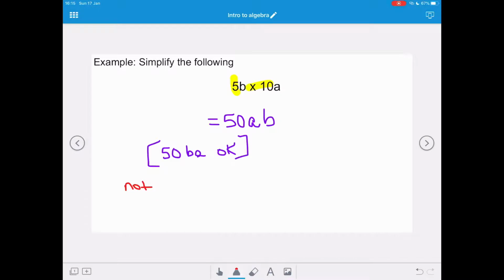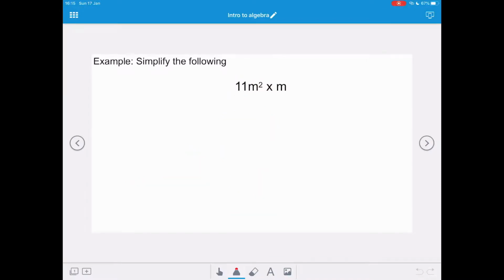You could not get away with writing down ab50 because that would be incorrect because the coefficient's at the end. ba50 would also be incorrect, and sticking the coefficient in the middle of our letters is also incorrect. So remember, the coefficient comes first.